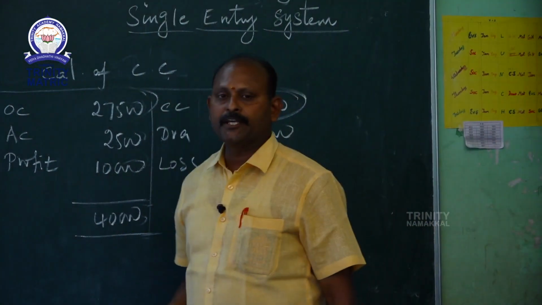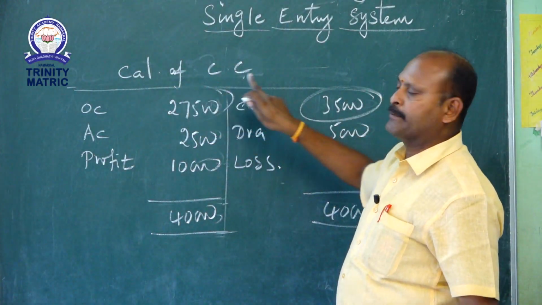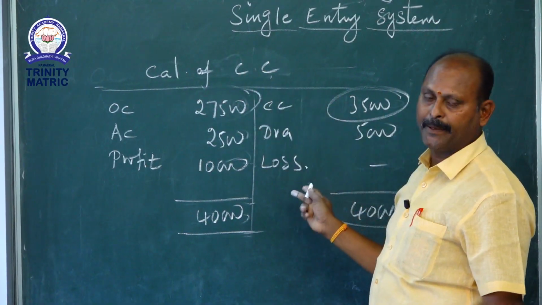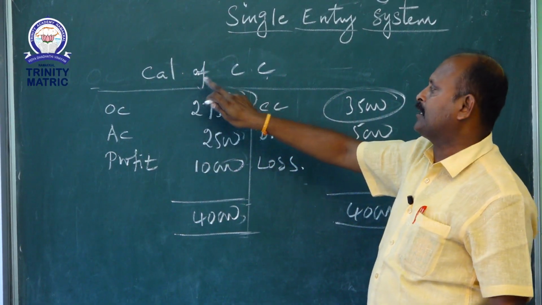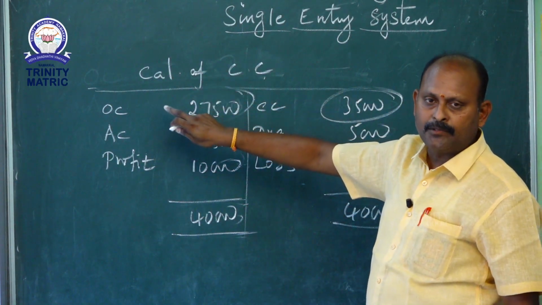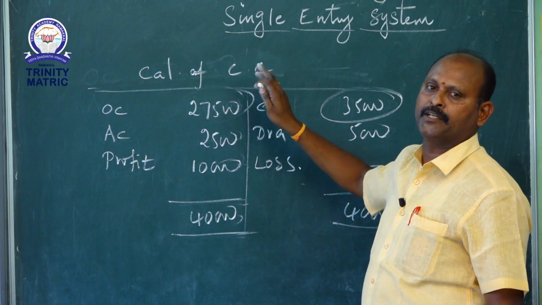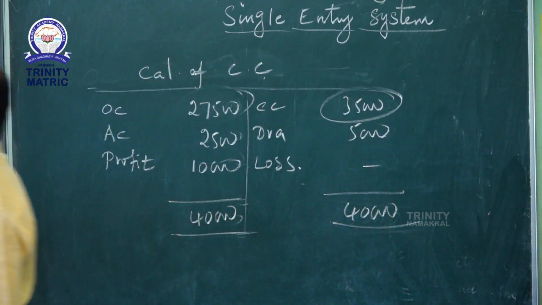ஸோ என்ன நம்மளை கண்டுபிடிக்க சொல்கிறாங்களோ அந்த ஹெட்டிங்கை நம்ம டாப்பில் எழுதிக்கணும். ஓப்பனிங் கேபிட்டல் கண்டுபிடிக்க சொன்னால் கேல்குலேஷன் ஆஃப் ஓப்பனிங் கேபிட்டல், க்ளோசிங் கேபிட்டல் கண்டுபிடிக்க சொன்னால் கேல்குலேஷன் ஆஃப் க்ளோசிங் கேபிட்டல், ட்ராயிங்ஸ் கண்டுபிடிக்க சொன்னால் கேல்குலேஷன் ஆஃப் ட்ராயிங்ஸ், ப்ராஃபிட் கண்டுபிடிக்க சொன்னால் கேல்குலேஷன் ஆஃப் ப்ராஃபிட் ஆர் லாஸ். ஓகே, நெக்ஸ்ட் எக்ஸாம்பிள்.